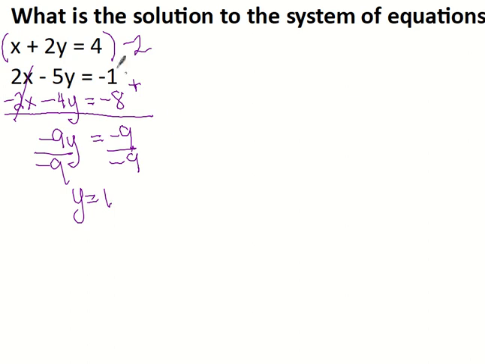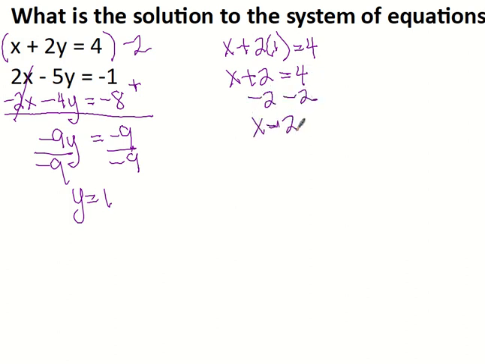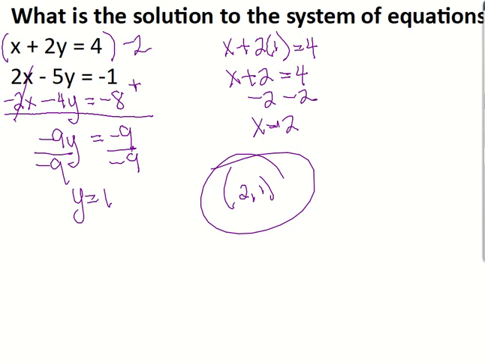I'm going to plug it into the first one this time. So I'm going to get x plus 2 times 1 equals 4. And I'll get x plus 2 equals 4, minus 2. And x equals 2. Done. An easy method, huh? Mm-hmm.